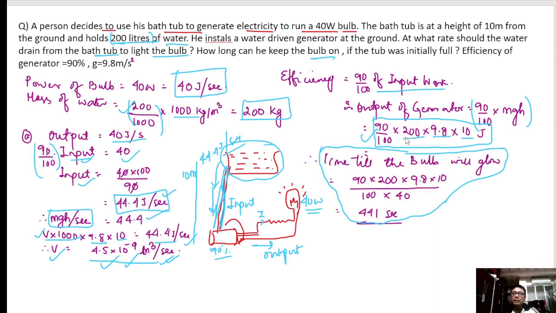Okay, but the bulb needs only 40 joules. If this is the total energy given, but the bulb only needs 40 joules, so till how much time can it run? So this divided by 40, 441 seconds. 441 seconds the bulb will be lighted on. Clear?